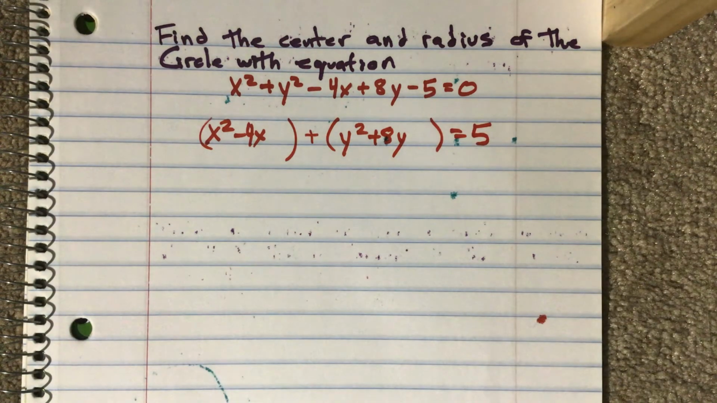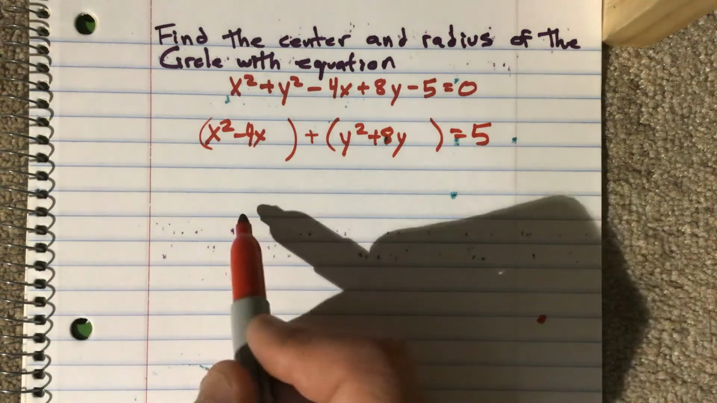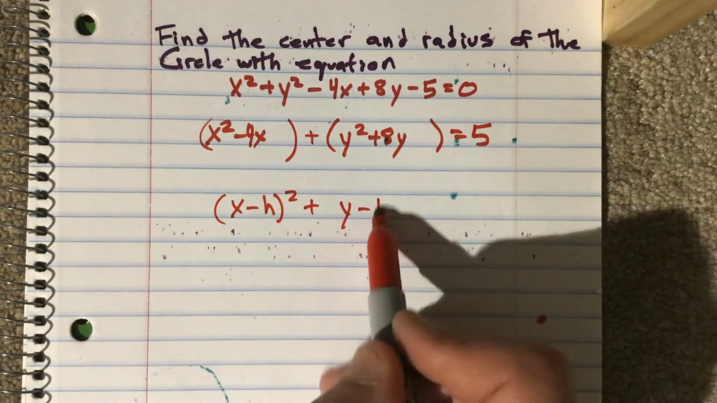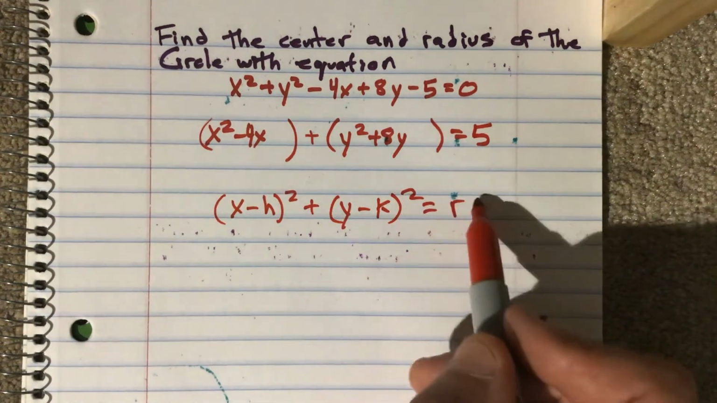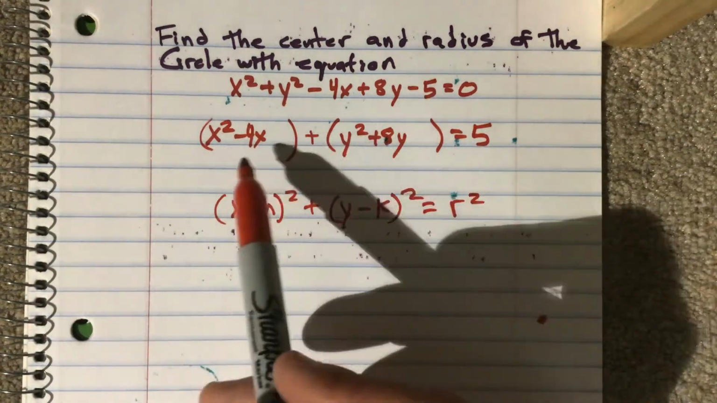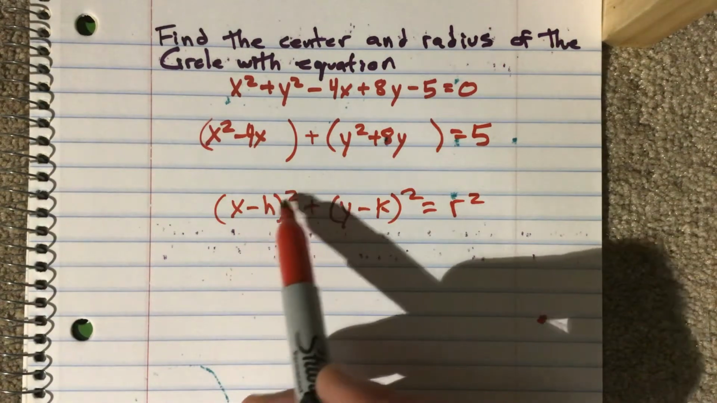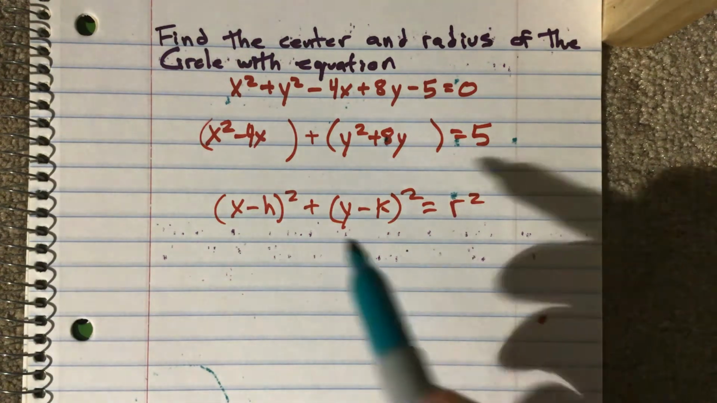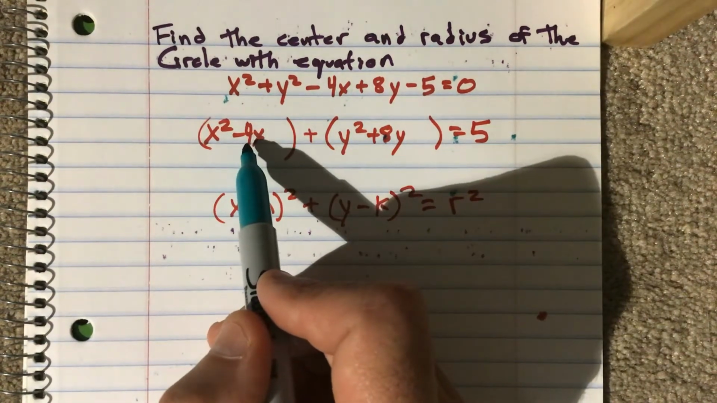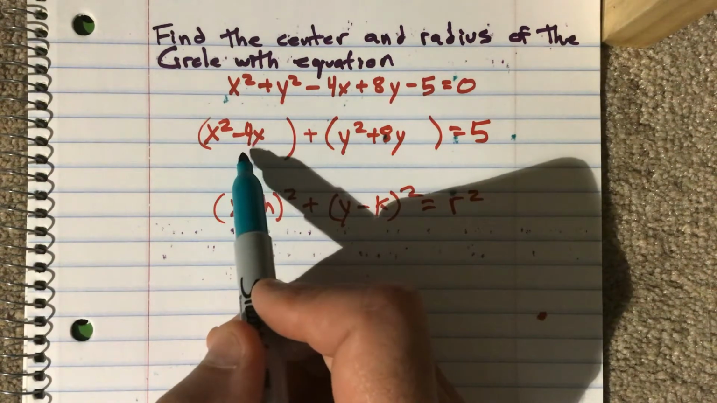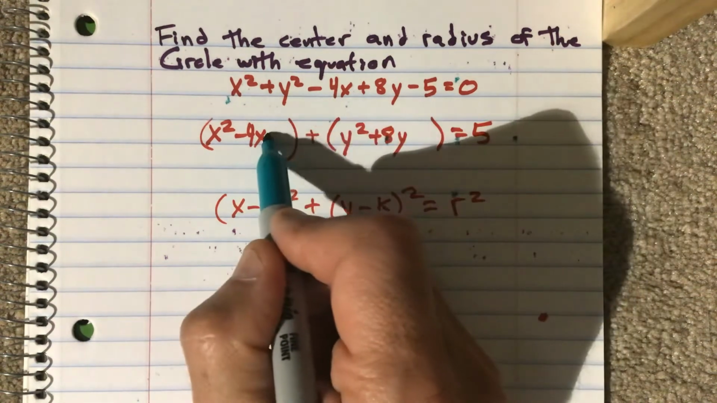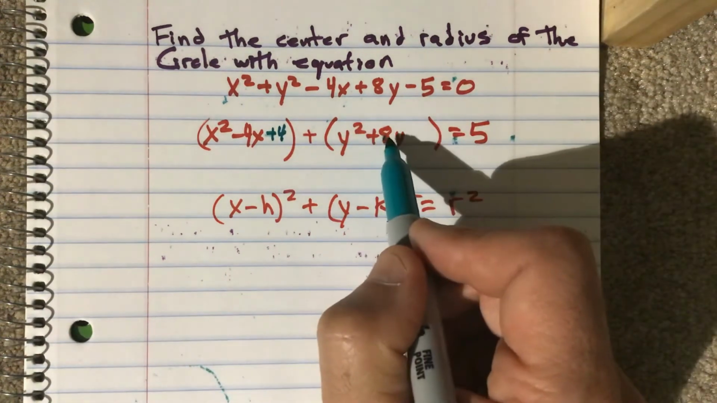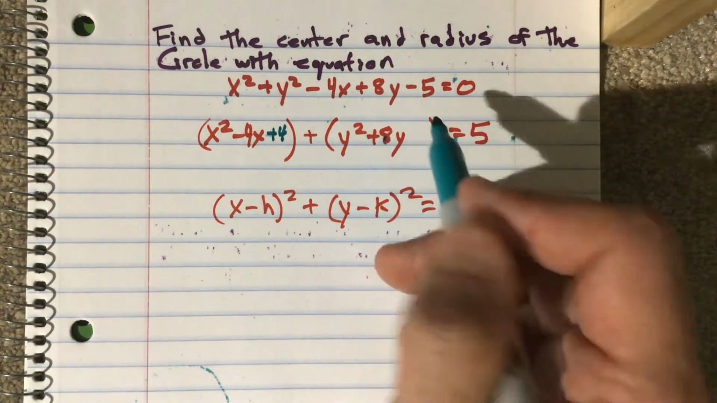Okay, now this is a process called completing the square. What I'm trying to do is create that x minus h squared plus y minus k squared equals r squared. So I'm trying to create this. They call it completing the square. I like to call it creating the square because I'm trying to create this perfect square here. Okay, and so here's the trick. You take half of the x term, which would be 2, and then you square it, which would be 4. So take half and square it. Same thing here. Take half of this, which is 4, and square it, which is 16.